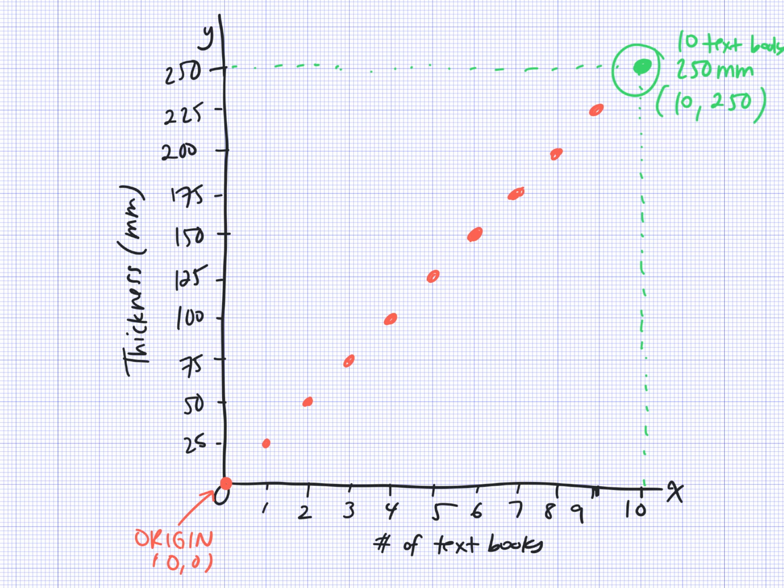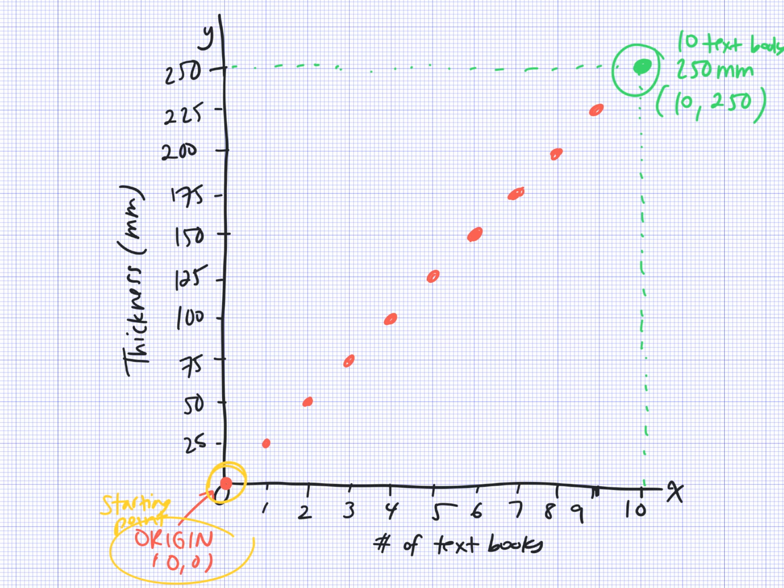Okay, so first question says, what is the starting point of this graph? Where does it start? Where does the graph start? Well, the origin. This is the starting point. So your answer, you can write 0, 0. Write the coordinate as well.